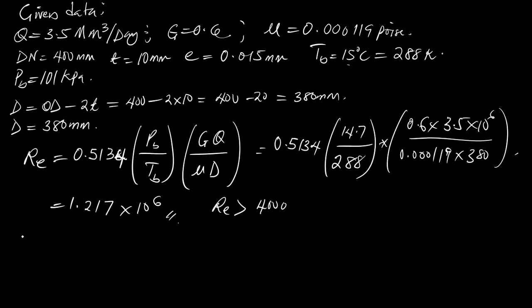And since it's a turbulent flow, we're going to make use of the Colebrook-White equation. Now we have calculated this. I need to write it down somewhere so that I can keep referencing that Reynolds number, because we're going to be using it. So we have 1.217 times 10 raised to the power 6. That's our Reynolds number.